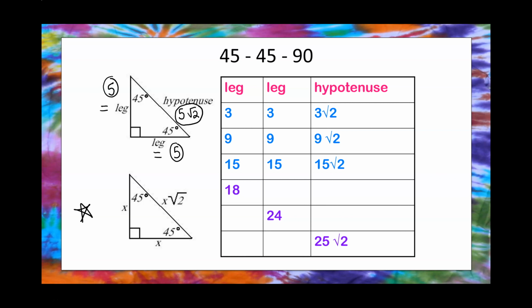All right, filling in this table, we have 3 root 2, 9 root 2, 15 root 2, 18 root 2, 24 root 2, 25 root 2. All right, nailed it.